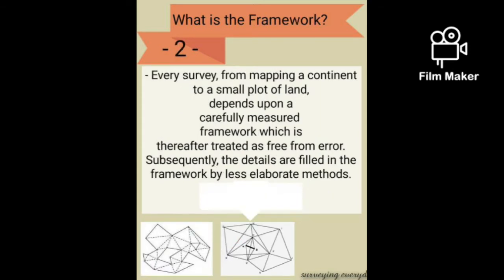2. What is the framework? Every survey, from mapping a continent to a small plot of land, depends upon a carefully measured framework, which is thereafter treated as free from error. Subsequently, the details are filled in the framework by less elaborate methods.